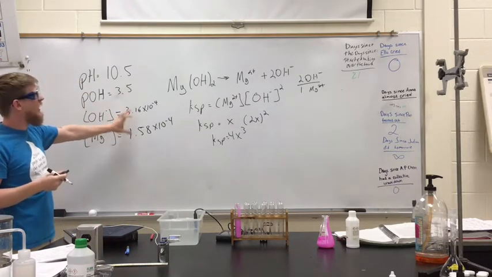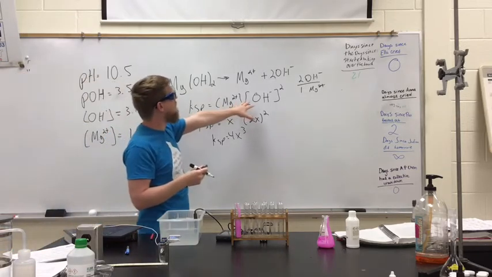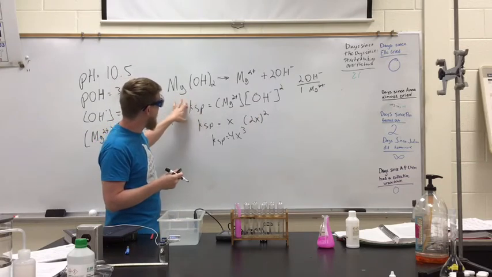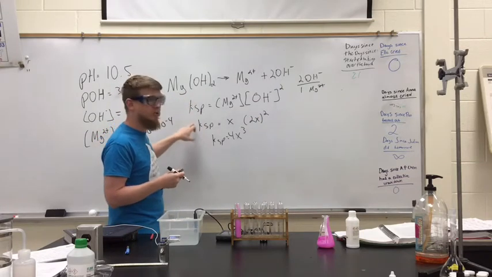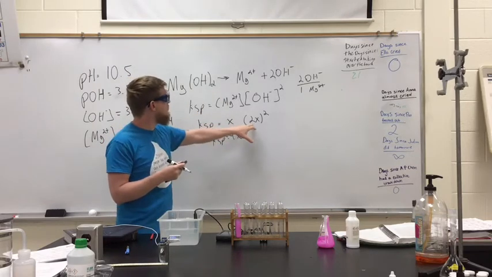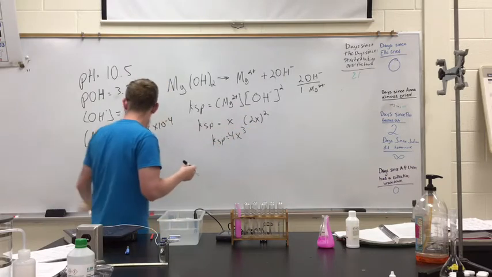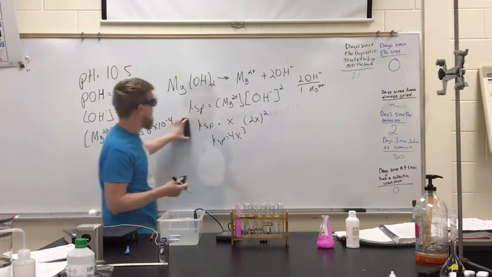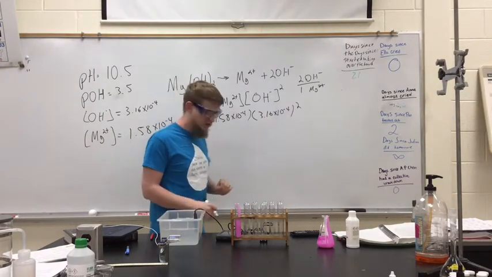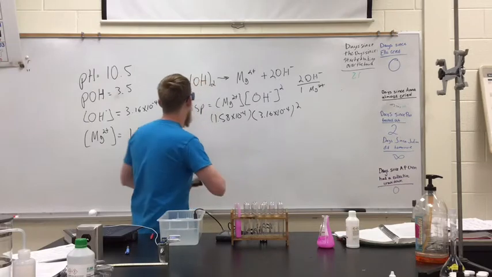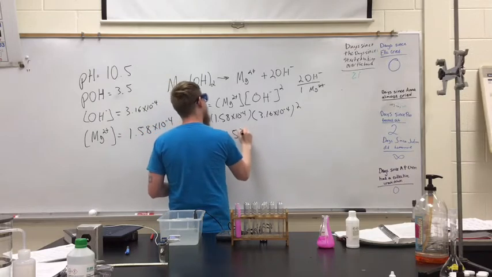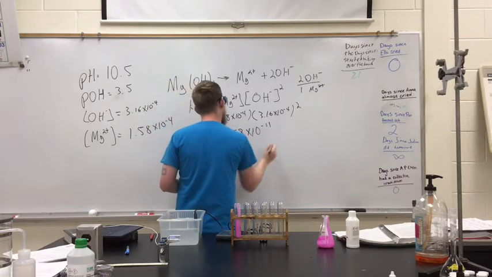There they are, right? And we're just going to plug them in here for our KSP expression. You can see down here below, I've solved the KSP expression in terms of molar solubility with X. That's just to remind you that when we do this, make sure you plug in the 2X here and all that, but we don't actually need that because we know what X is. So you can see here, I've plugged in my magnesium concentration and my hydroxide concentration here. We're going to go ahead and plug it into our calculator and solve, and we get this, 1.58 times 10 to the negative 11.